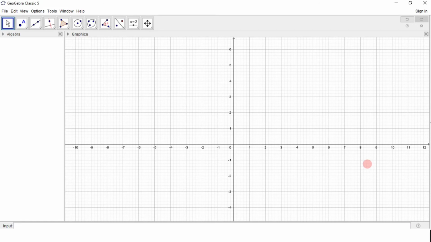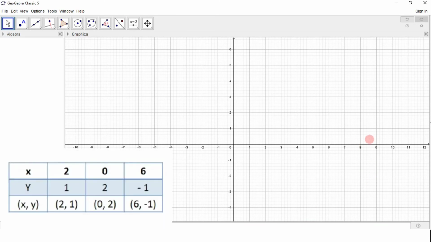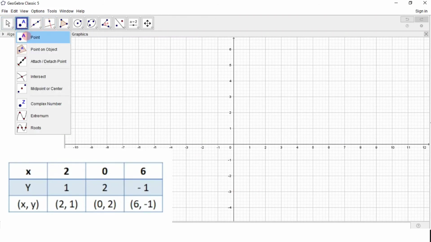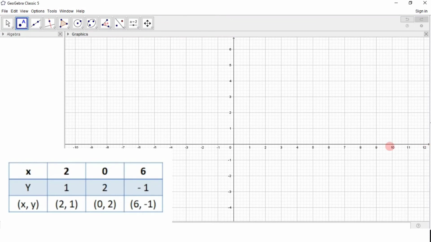The first equation is x + 2y = 4, and we have the coordinates table for that. The first coordinate from that table is (2, 1). So we have to plot the point (2, 1) on this coordinate system. For that, choose the point icon, and on the x-axis we have 2 and on the y-axis we have 1. So the point of intersection is the point A, which represents the coordinates (2, 1). So this is the first point of the coordinates table.